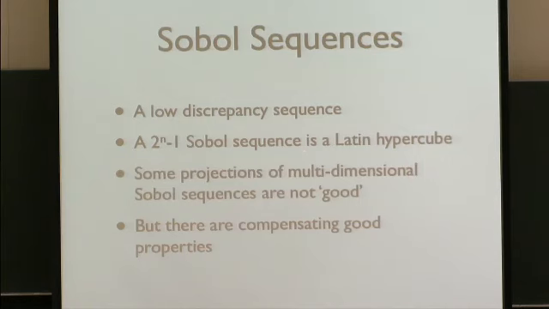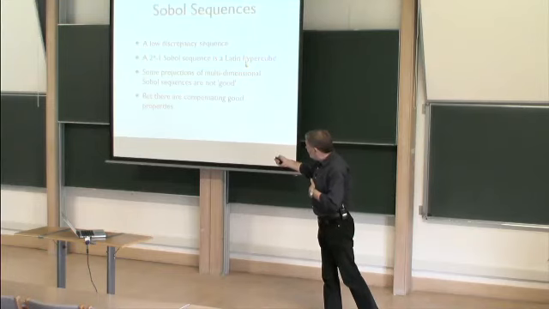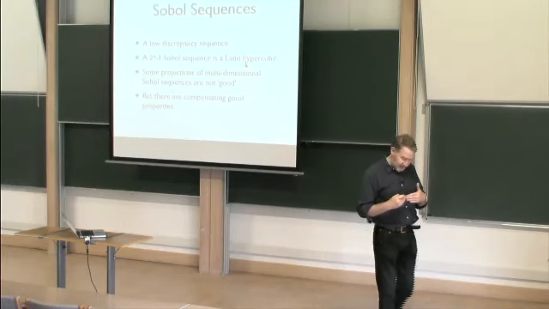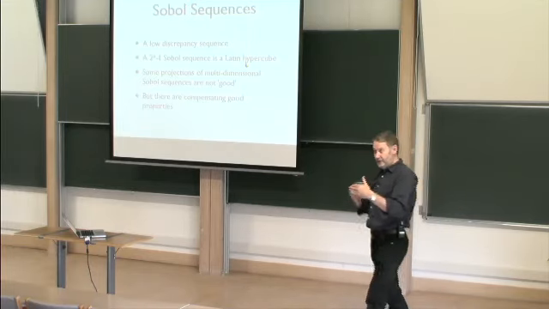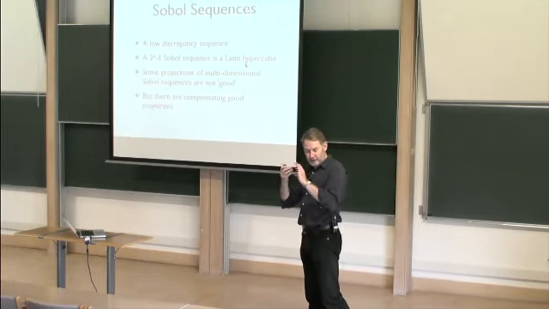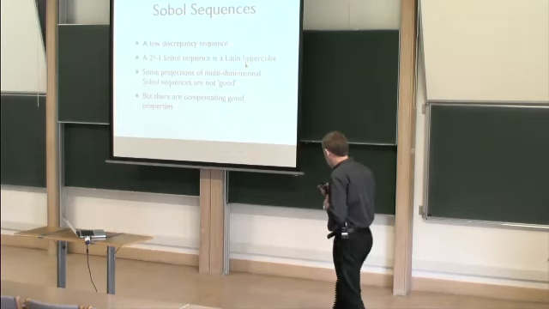A 2 to the n minus 1 Sobol sequence has the Latin hypercube marginal property. You get one in each element on the margins. Now, some projections of a multidimensional Sobol sequence are not good, as the points line up, and I'll show that in a minute. There is code to find those dimensions, and you can do things like allocating the inputs you're not interested in to those dimensions, those projections that don't give you really good coverage.